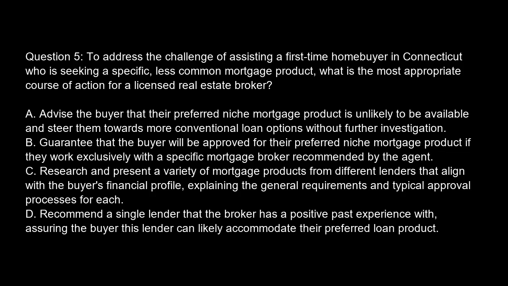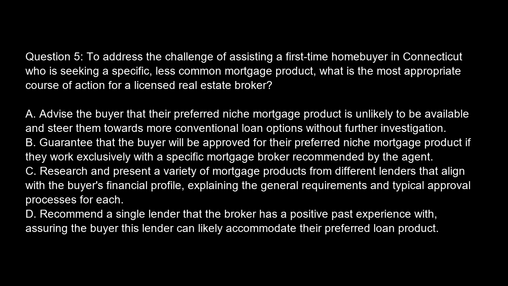Question 5. To address the challenge of assisting a first-time homebuyer in Connecticut who is seeking a specific, less common mortgage product, what is the most appropriate course of action for a licensed real estate broker? Option A. Advise the buyer that their preferred niche mortgage product is unlikely to be available and steer them towards more conventional loan options without further investigation.